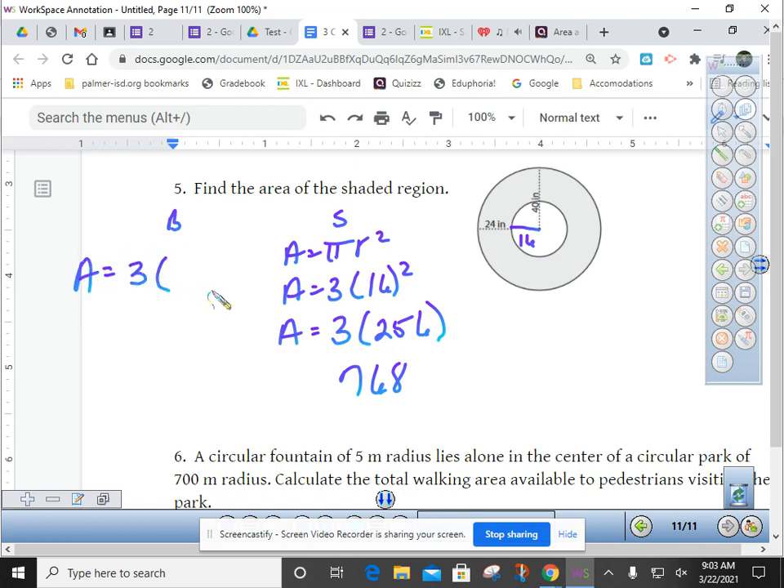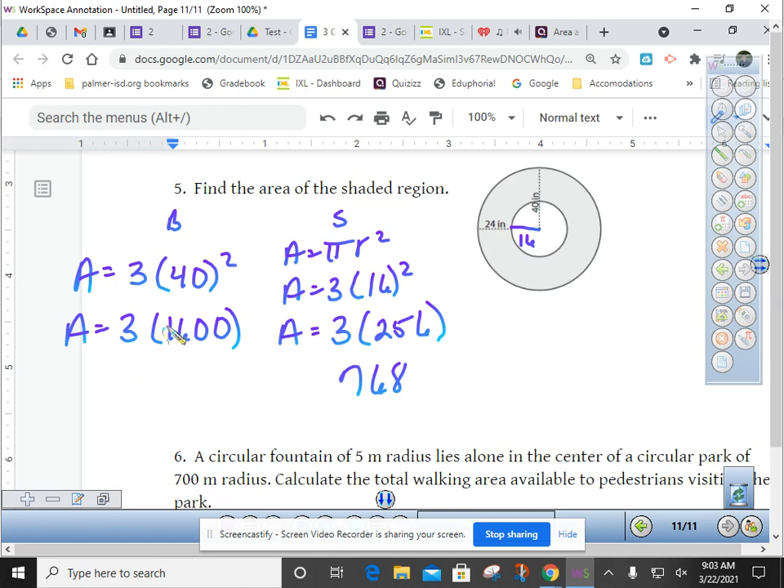What is the radius of the big one? 40. 40 squared. What is 40 squared? 1600. 4 times 4 is 16, and there are 2 zeros when you are dealing with 40. And 3 times 1600.